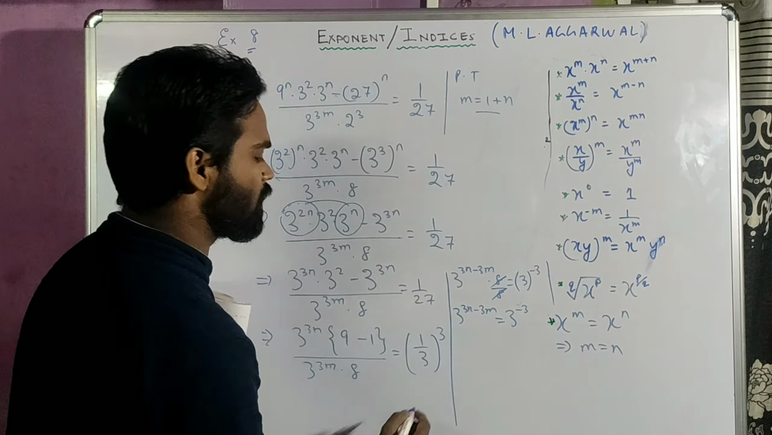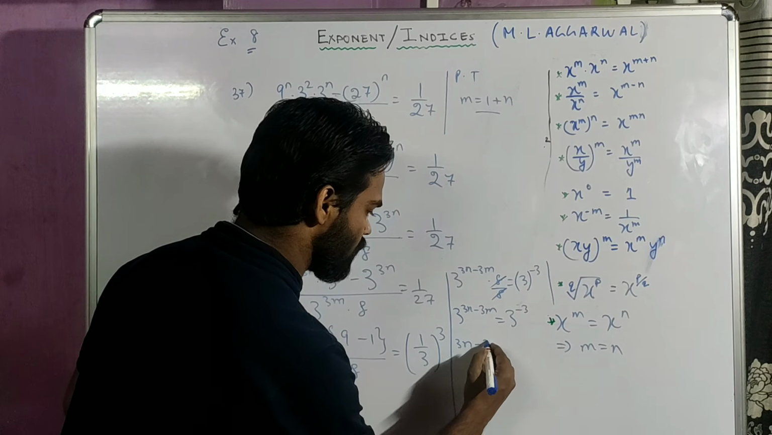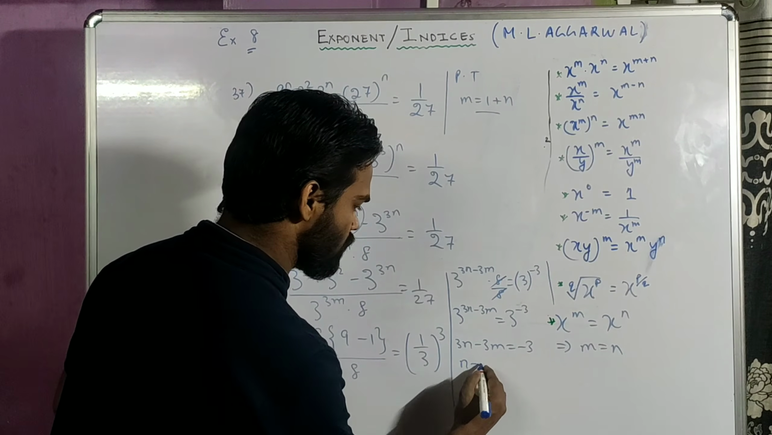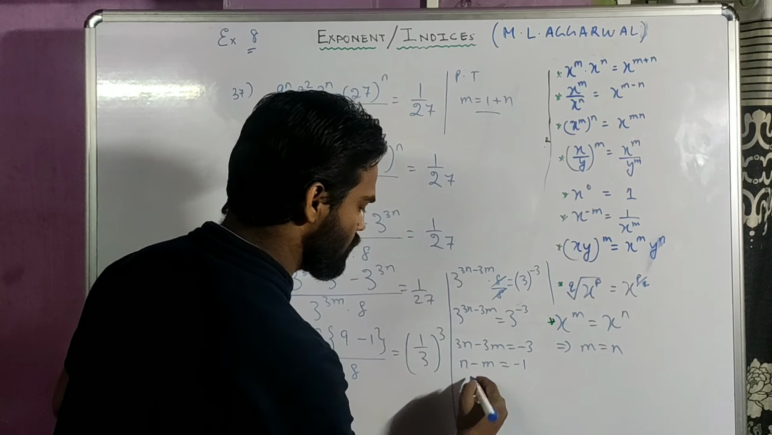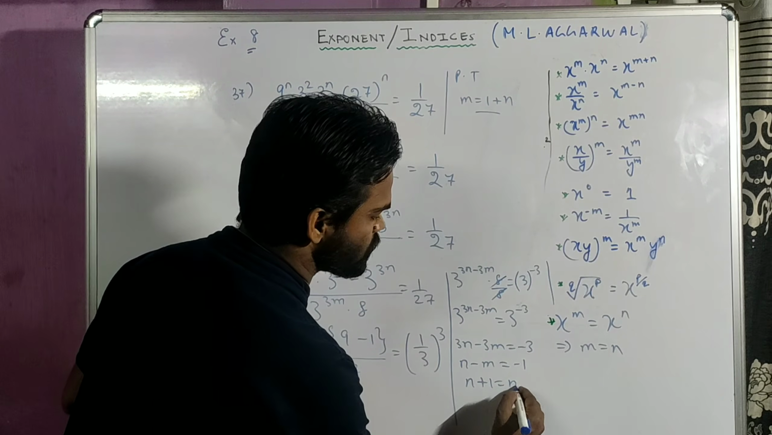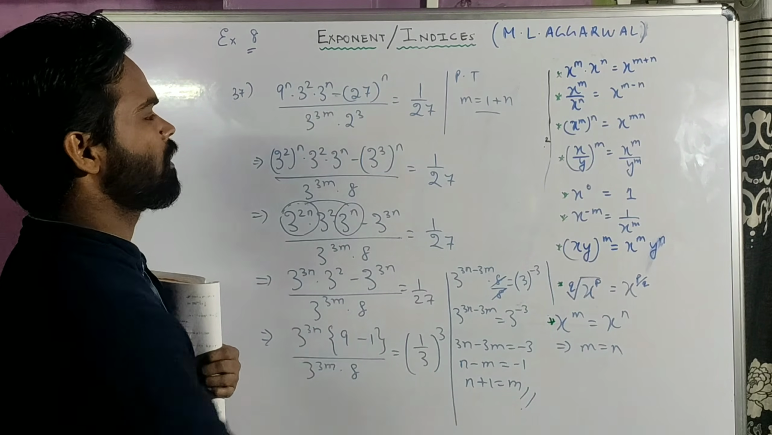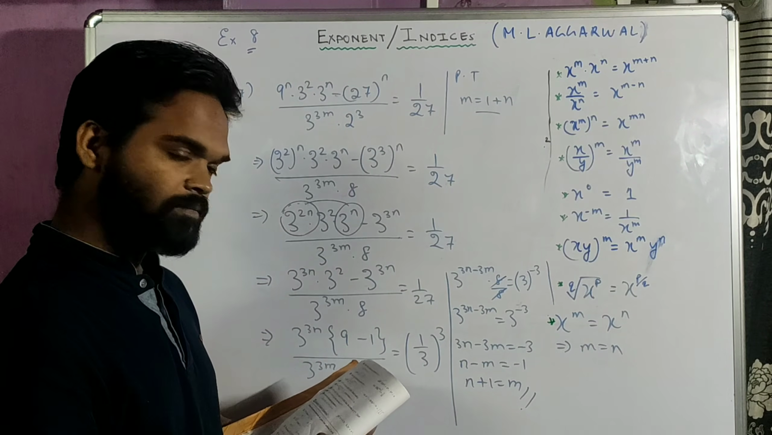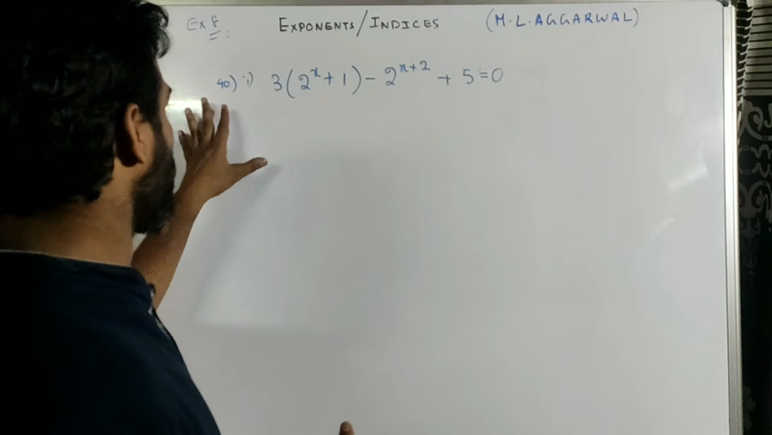Now bases are same, we can equate the power, so 3n minus 3m equals to minus 3, 3 taken common, n minus m equals to minus 1, so m minus 1 equals to n. That was to be proved. Done. Now look at sum number 40 part 1.